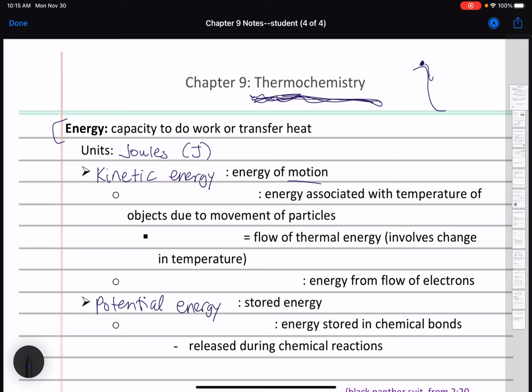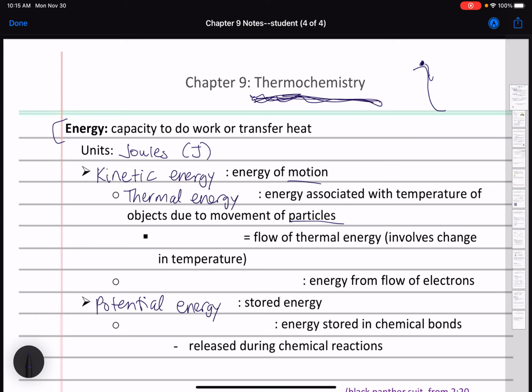The type of kinetic energy that we're dealing with in chemistry is thermal energy, which we think of as heat energy. But what heat and temperature really come from is the movement of particles. You can't see them moving per se, but they are moving fast, and that's what happens when you heat up particles. They move faster, and we're talking about thermal energy there.